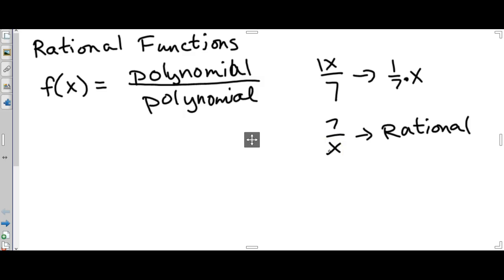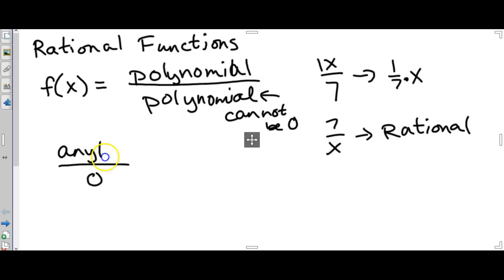And another requirement of rational functions is that the denominator cannot equal 0. So this bottom cannot be 0. Because when you are working with division of any type, you can't divide by 0 ever. That is not mathematically possible. You cannot do it.